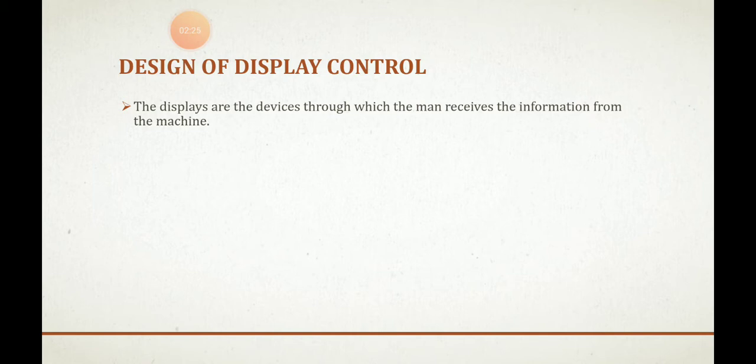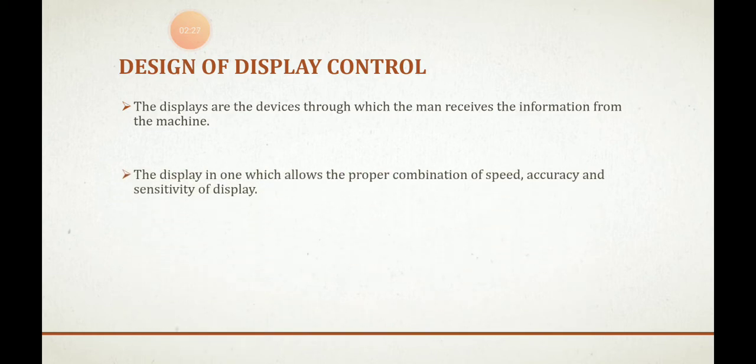There are basically two types of displays. We'll move to the next slide. That is the qualitative display and the quantitative display. In the qualitative display, the display or signal is used to indicate only the condition or state without giving the value. That means you will not be getting any output value.